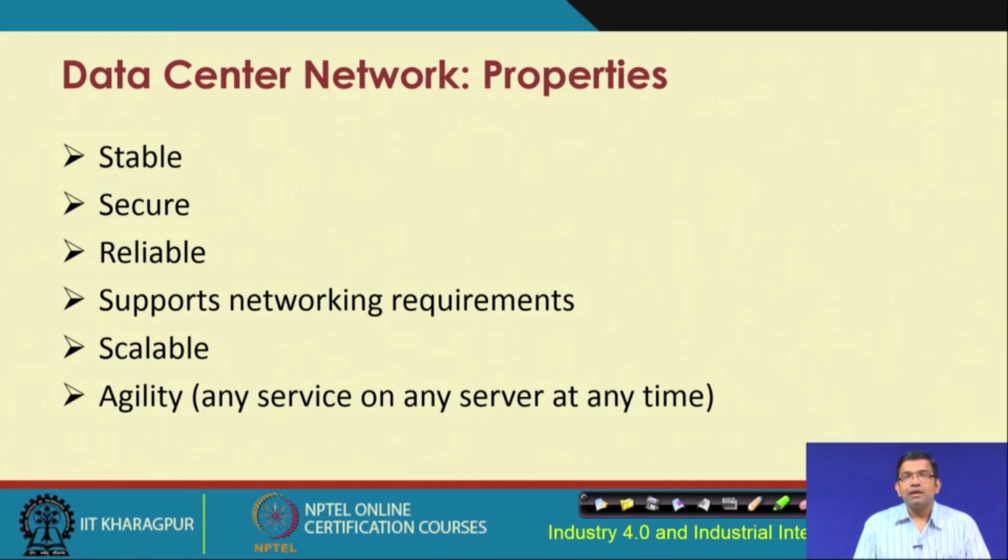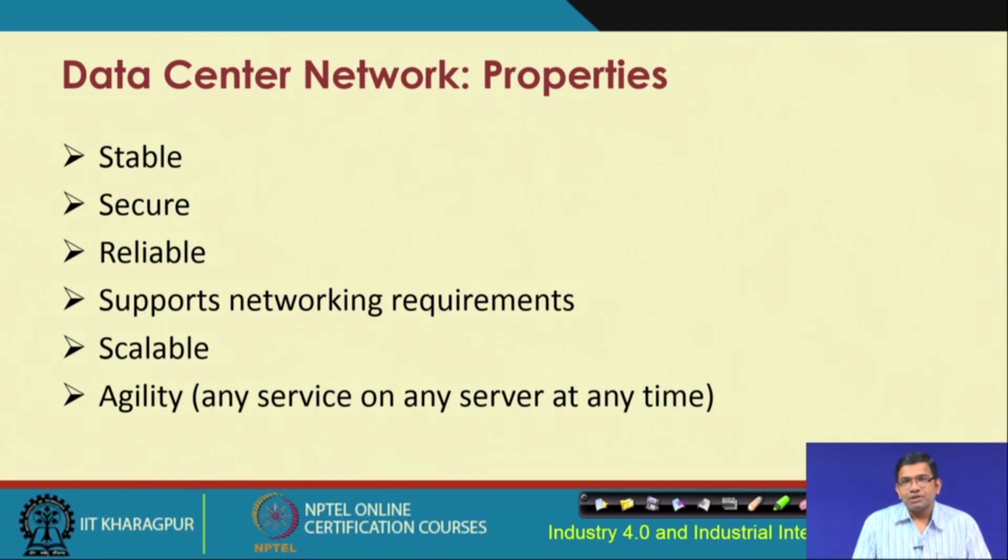I am not going to elaborate all of these because this is something that you will understand on your own. Basically, these are some of the desirable properties of data center networks. A data center network has to be stable, secure, reliable, should support different network requirements, should be scalable and should be agile.